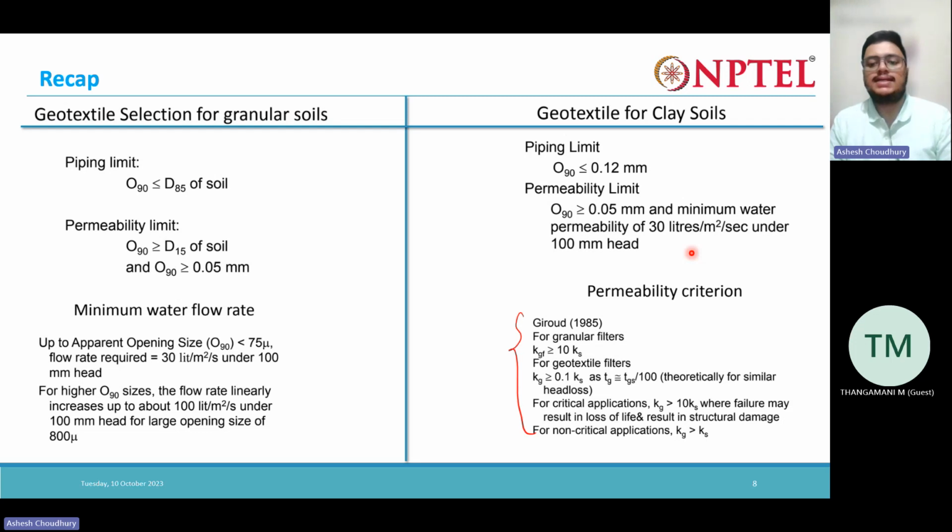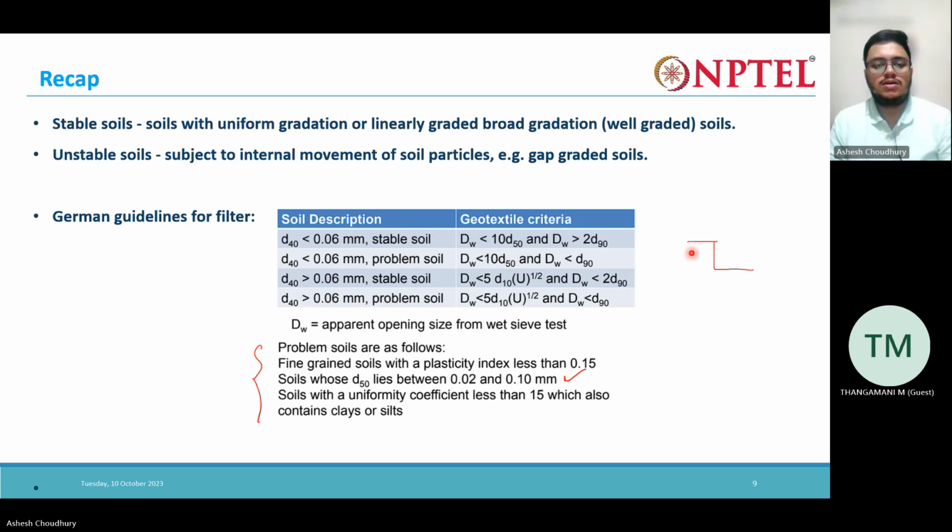Now there are many criteria that are given by many researchers and many papers and many codes, but none of these criteria can you say with assertion that they will work for my kind of soil. Okay, sometimes it may work, sometimes it may not. But in general, some of the criteria are mentioned and given here.